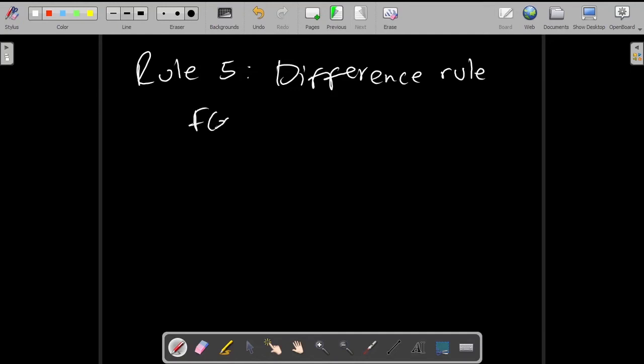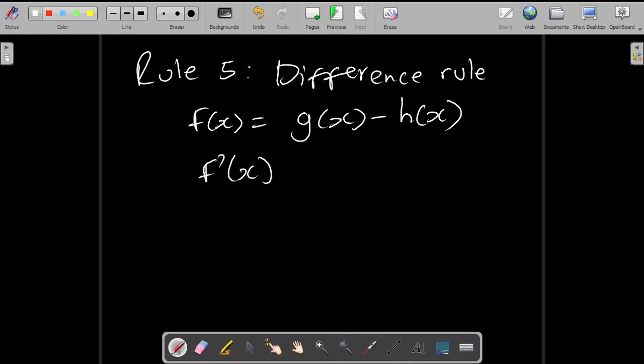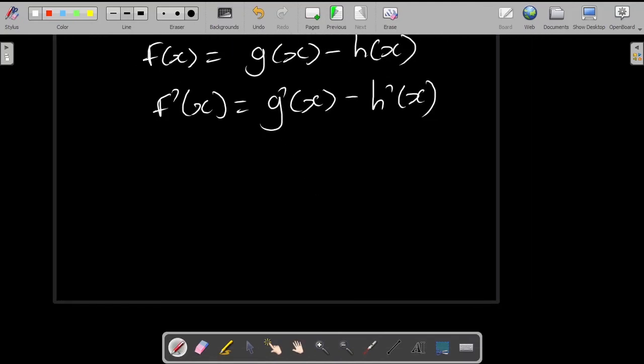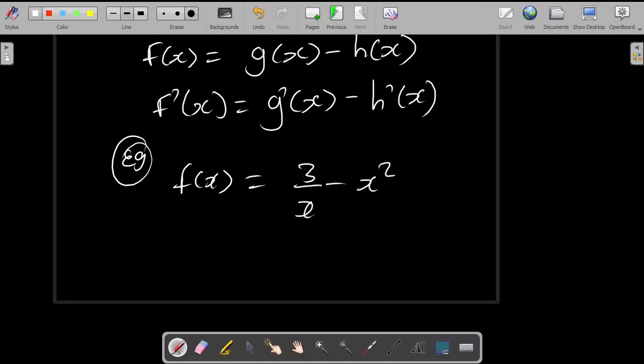And it basically says that if you have a function defined by subtracting two functions of x, then when you find the derivative of that, you basically do the same as you did with addition or the sum. So you treat them separately. And for example, if you have f of x equals 3 over x, subtract x squared. So this is x down here.